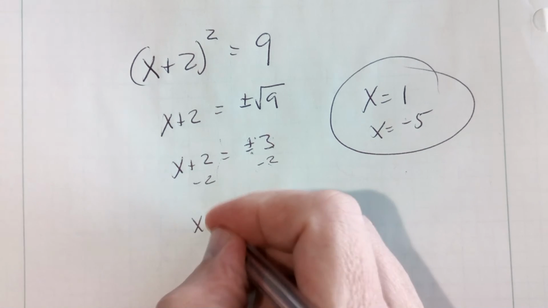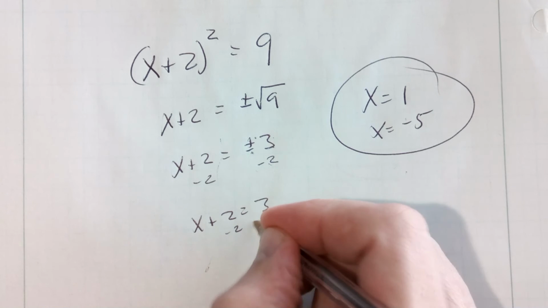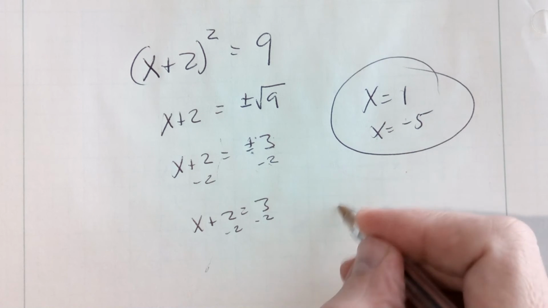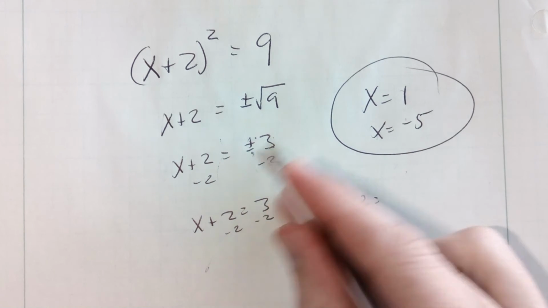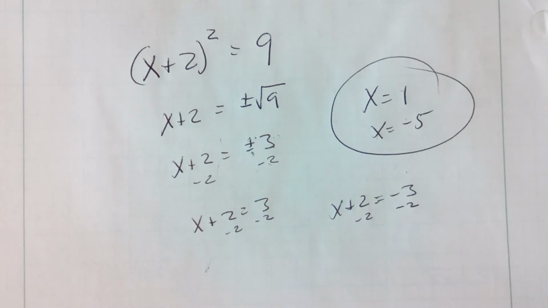Maybe I should have done that a little slower. x plus 2 equals a +3, minus 2 minus 2 gave me the 1. x plus 2 equals a -3, right? -2 gives me a -5. And again, that will work no matter what's on the other side.